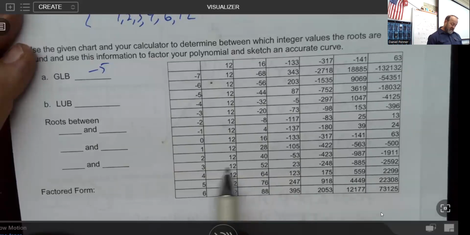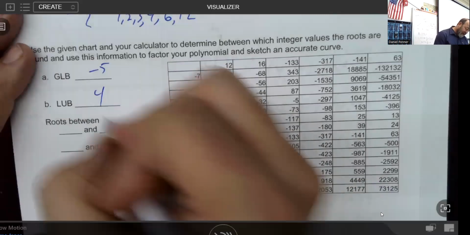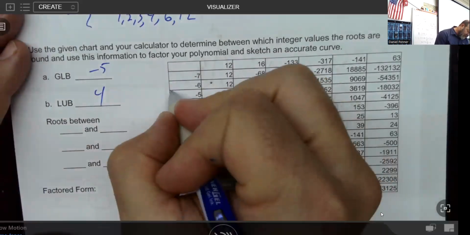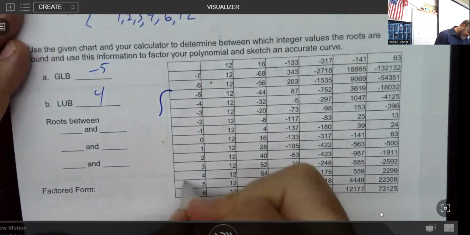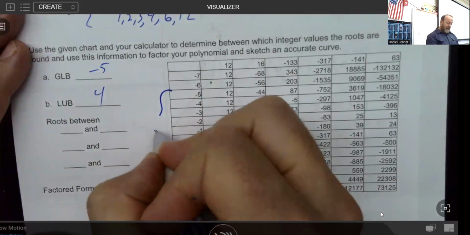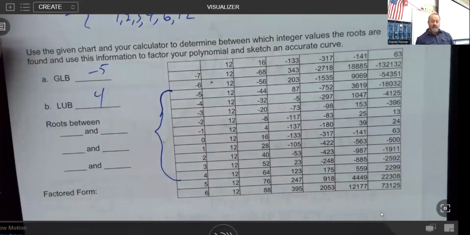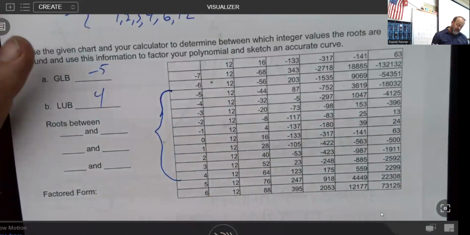But that fails at 3. So the number 4 is my upper bound. So all of my roots are going to be somewhere between -5 and +4. So I'm not going to bother to look at numbers like -7 or 6 or +5 or 6.